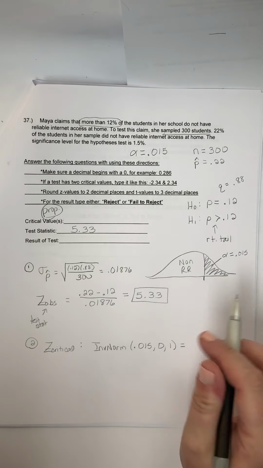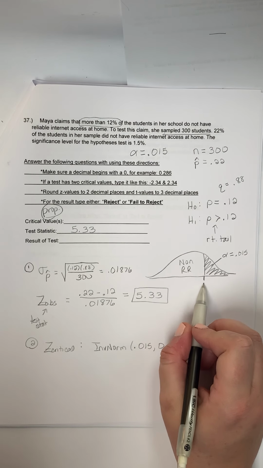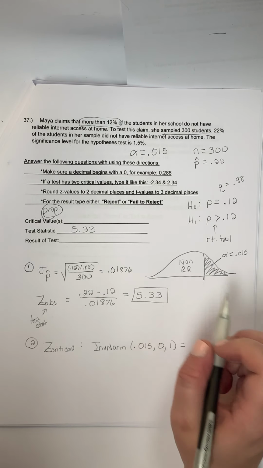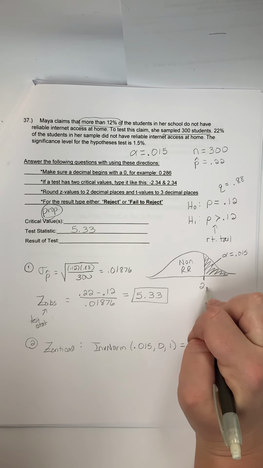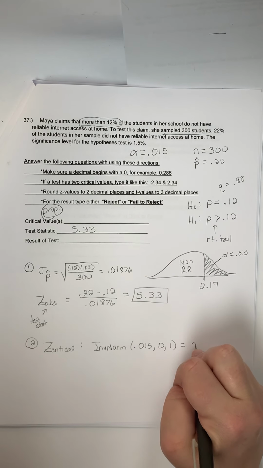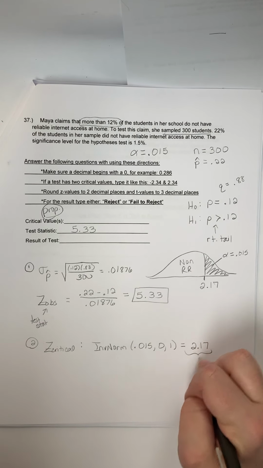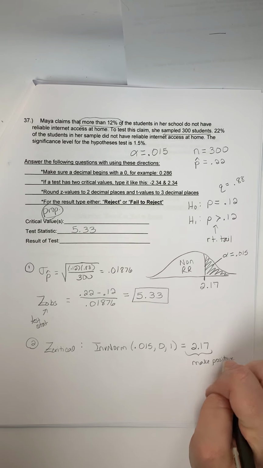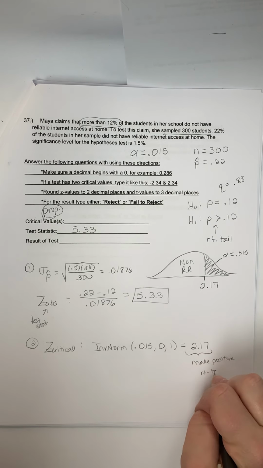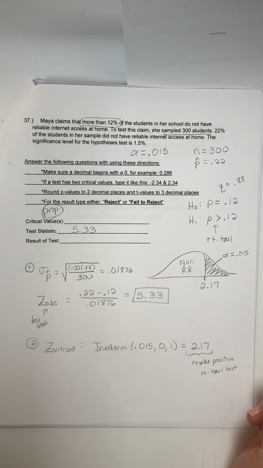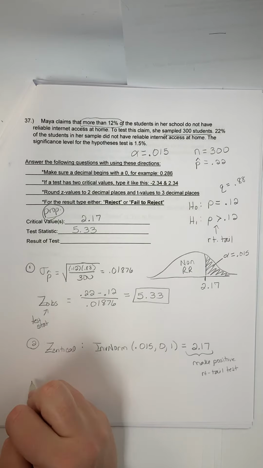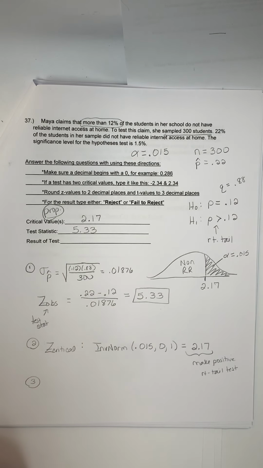Let's see if that makes sense. Does it make sense to have a negative 2.17 as our critical value for a right-tailed test? No. It's a positive 2.17. You are going to have to make sure this is positive because it's a right-tailed test. That's extremely important. Okay, it's little things like this that'll mean the difference in your grade.